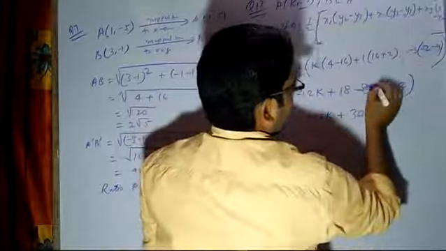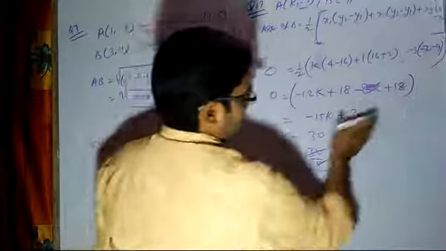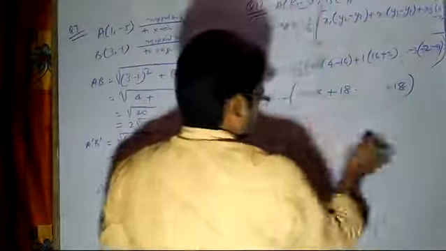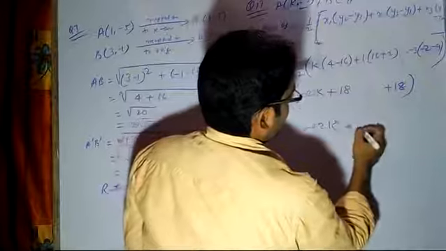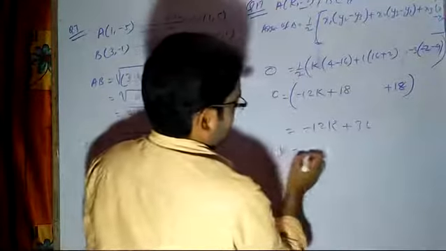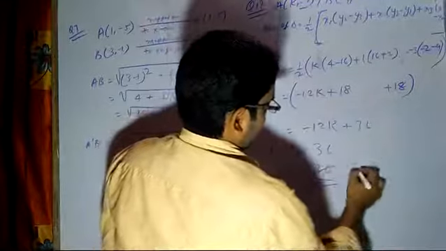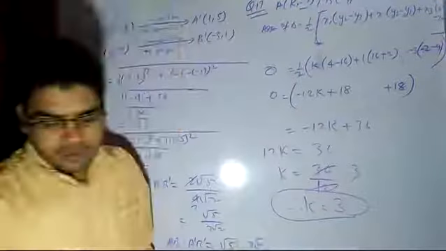Here we are not having anything. Then here we are having 18, 18, 36. So what I will write, minus of 12k plus of 36. 12k is equal to 36. K is equal to 36 by 12. 12 3s are 36. Therefore, k is equal to 3. K is equal to 3 is the solution.